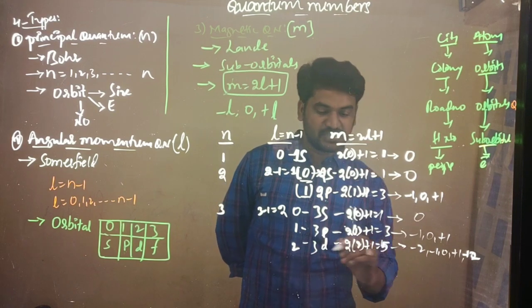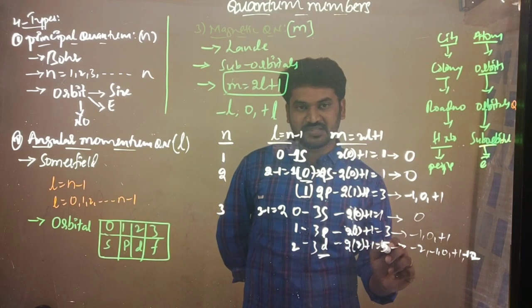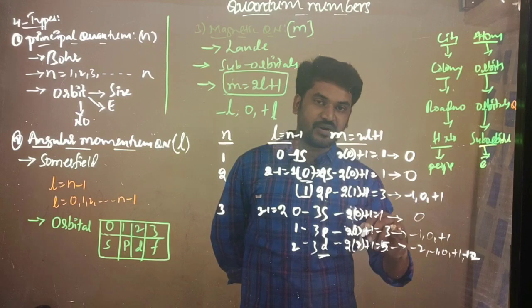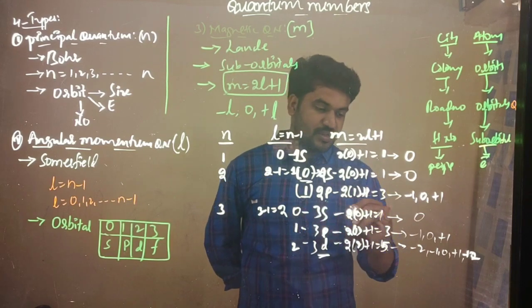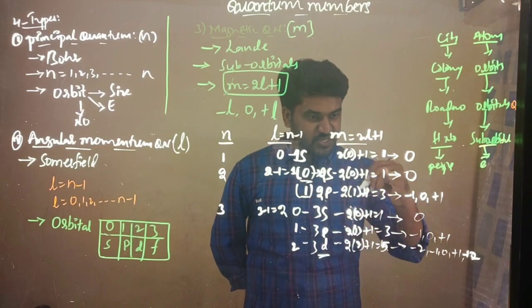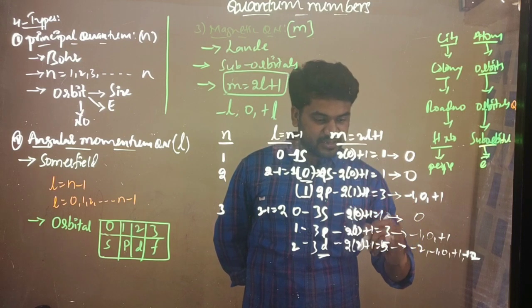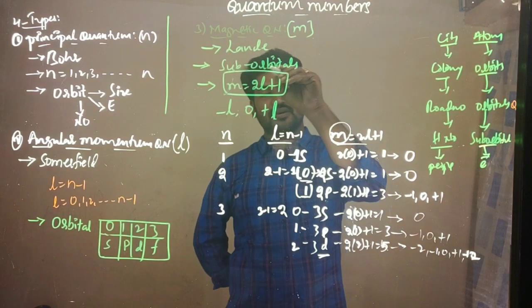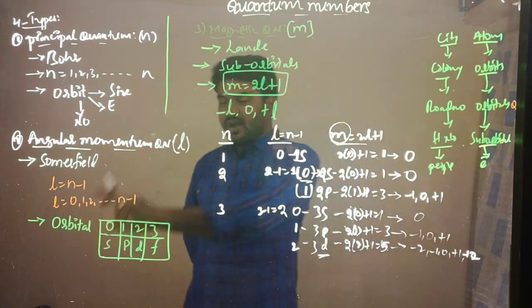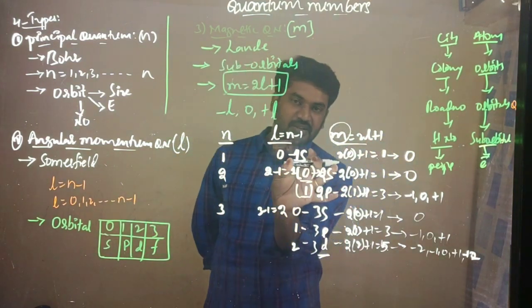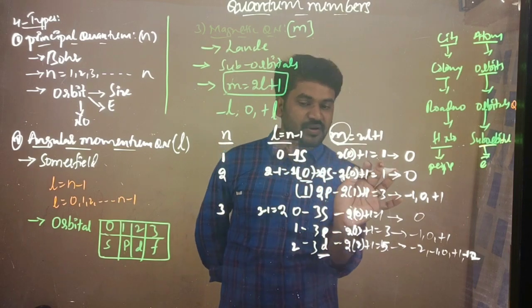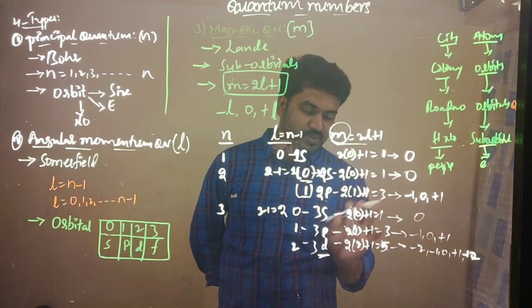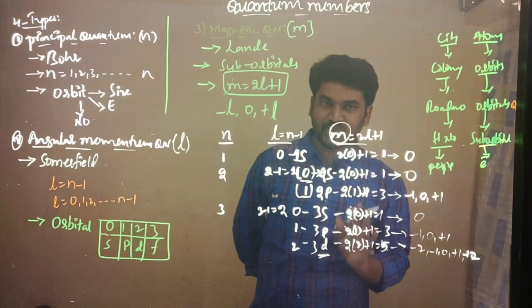That means in a d orbital 5 suborbitals are there, in a p orbital 3 suborbitals are there, in s orbital one suborbital is there. These values 1, 3, 5, we are getting now. These m values are what? Suborbitals. The suborbitals are present in the orbitals. See, this first orbital, s orbital, one suborbital. Here p, 3 suborbitals. D, 5 suborbitals. Okay, right.